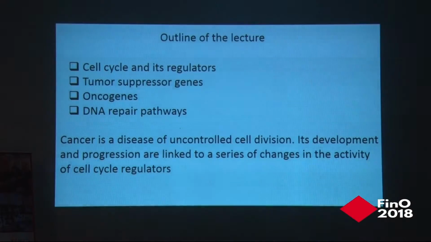So cancer, as we know, is a disease of uncontrolled cell division, and its development and progression are linked to a series of changes in the activity of cell cycle regulators. And that's why it's very important to know the basics of the cell cycle, so that we can use this knowledge in the therapeutics of cancer.